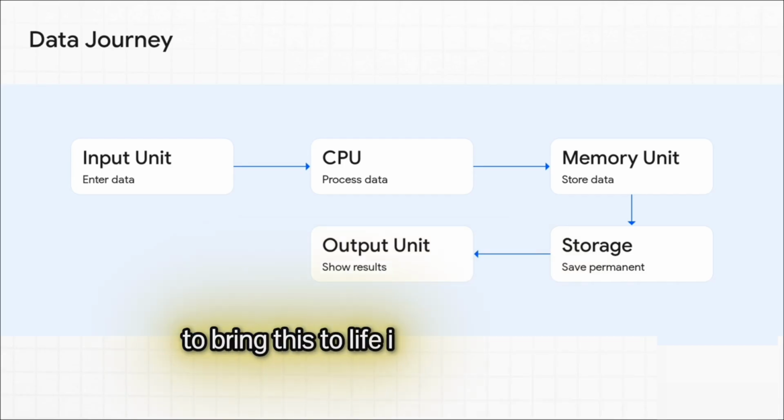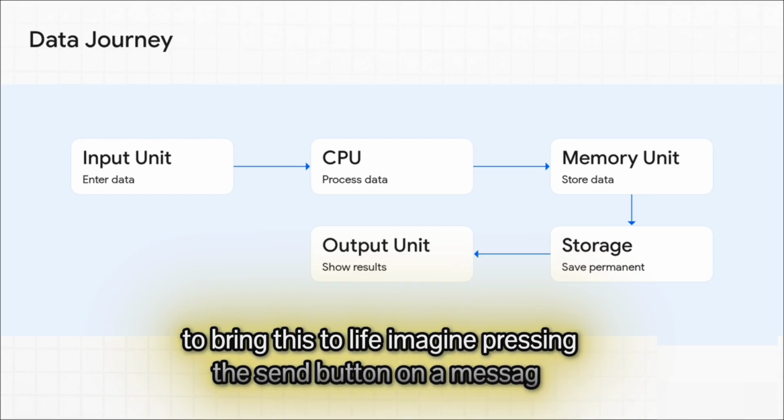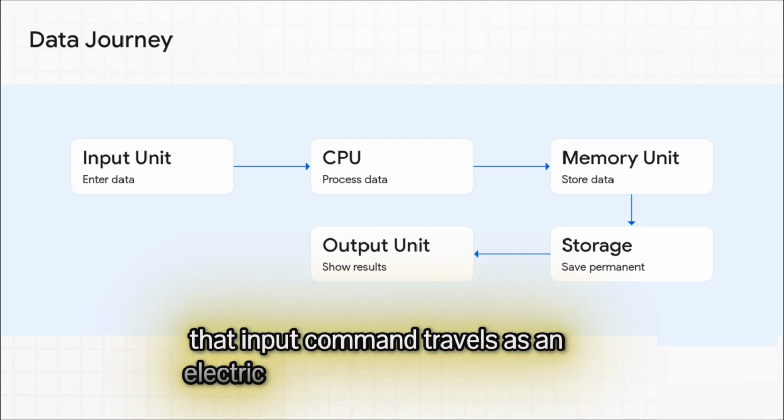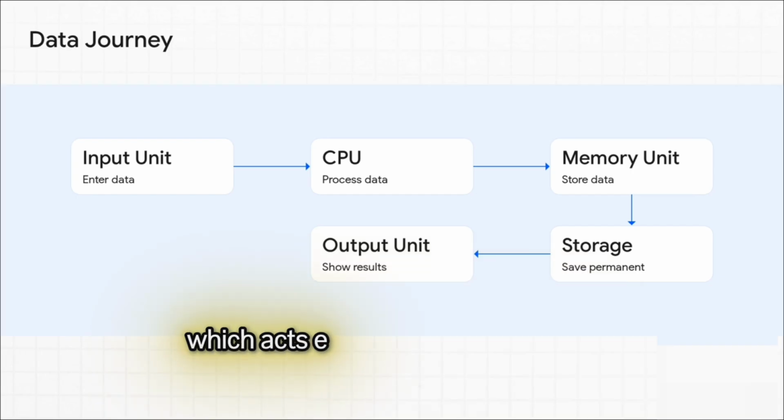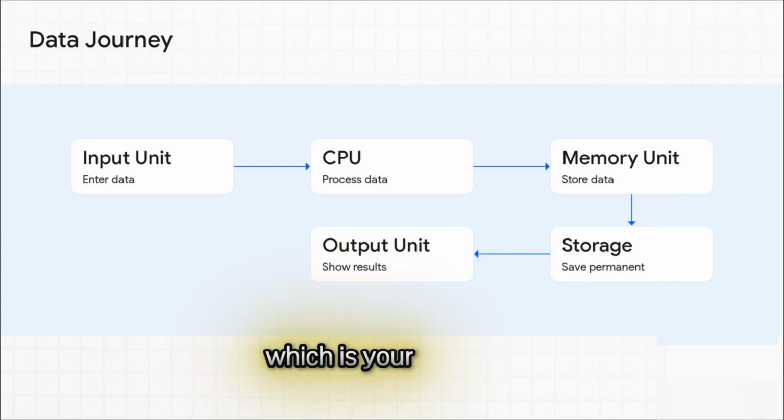To bring this to life, imagine pressing the send button on a message. That input command travels as an electrical signal straight to the CPU, which acts exactly like the human brain, processing that specific instruction. The data is held temporarily in the memory unit, logged permanently in your storage devices so you can read the sent message tomorrow, and finally, it's confirmed visually on your output unit, which is your screen.